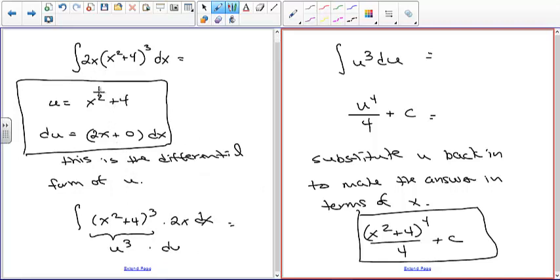Now the thing is that, if I tried to take the integral of x squared plus 4 cubed without the 2x there, I couldn't do it. Well, I can't do it right now. Okay. If I had 2x squared times x squared plus 4 cubed, I couldn't do that integral either.